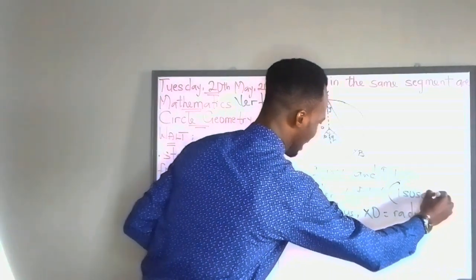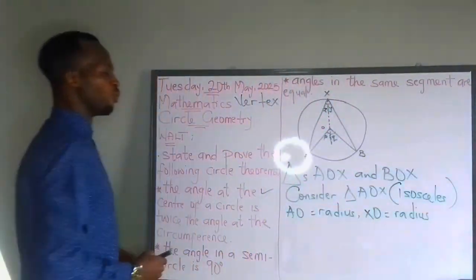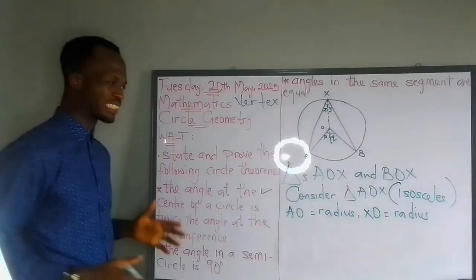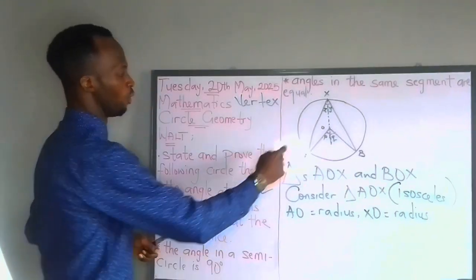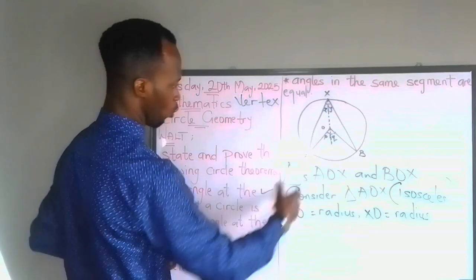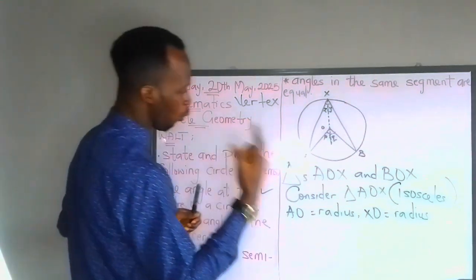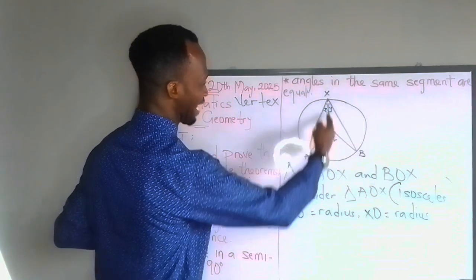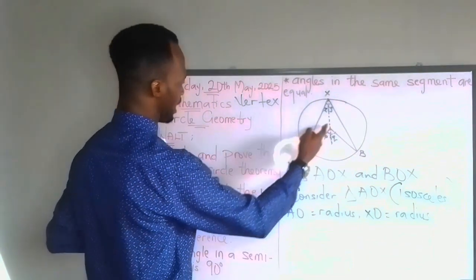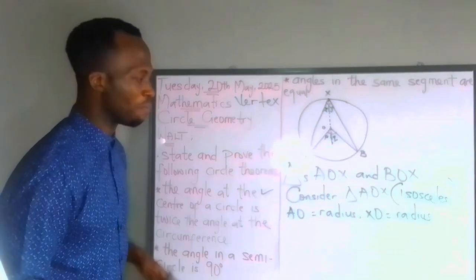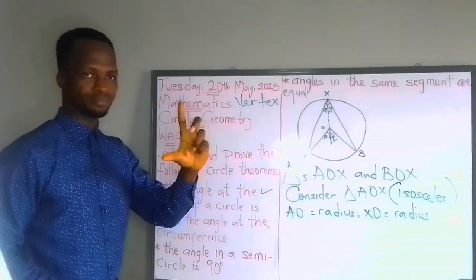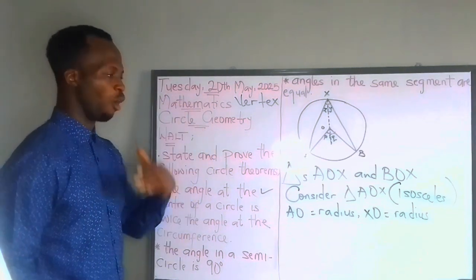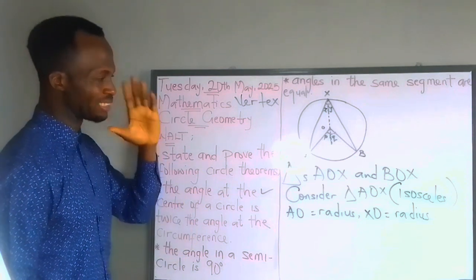This will help our explanation. Triangle AOX, or AXO, is an isosceles triangle. So what that means is that XO is equal to AO. Now, what again do we know about an isosceles triangle? The base angles of an isosceles triangle are equal.